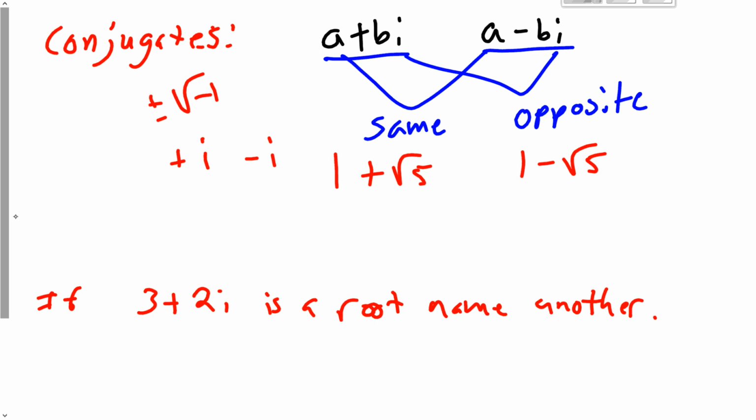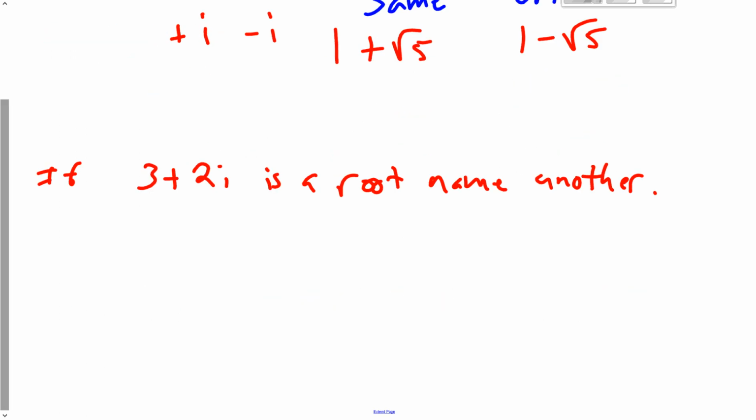Okay, so here's an example. If 3 plus 2i is a root, name another root. And remember, the word root also means zero, also means solution. So here's a solution, 3 plus 2i. What also must be there? Because it's an imaginary number, a complex number, that means its conjugate is also a solution. So 3 minus 2i is also a solution.